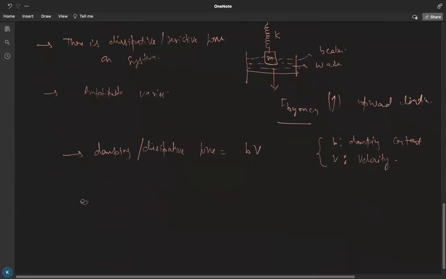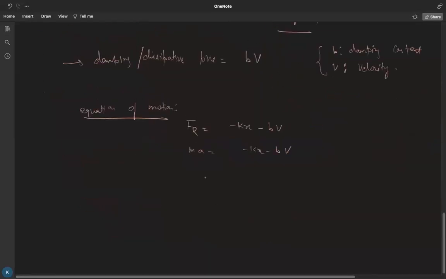Now let me write the equation of motion here. We have the restoring force equal to minus kx because the spring force is acting, but there is also a force known as the damping force, right? So we can write ma is equal to minus kx minus bv. So here we can write acceleration as minus k by m into x minus b by m into v. We are just dividing the left hand side and right hand side by m, right?